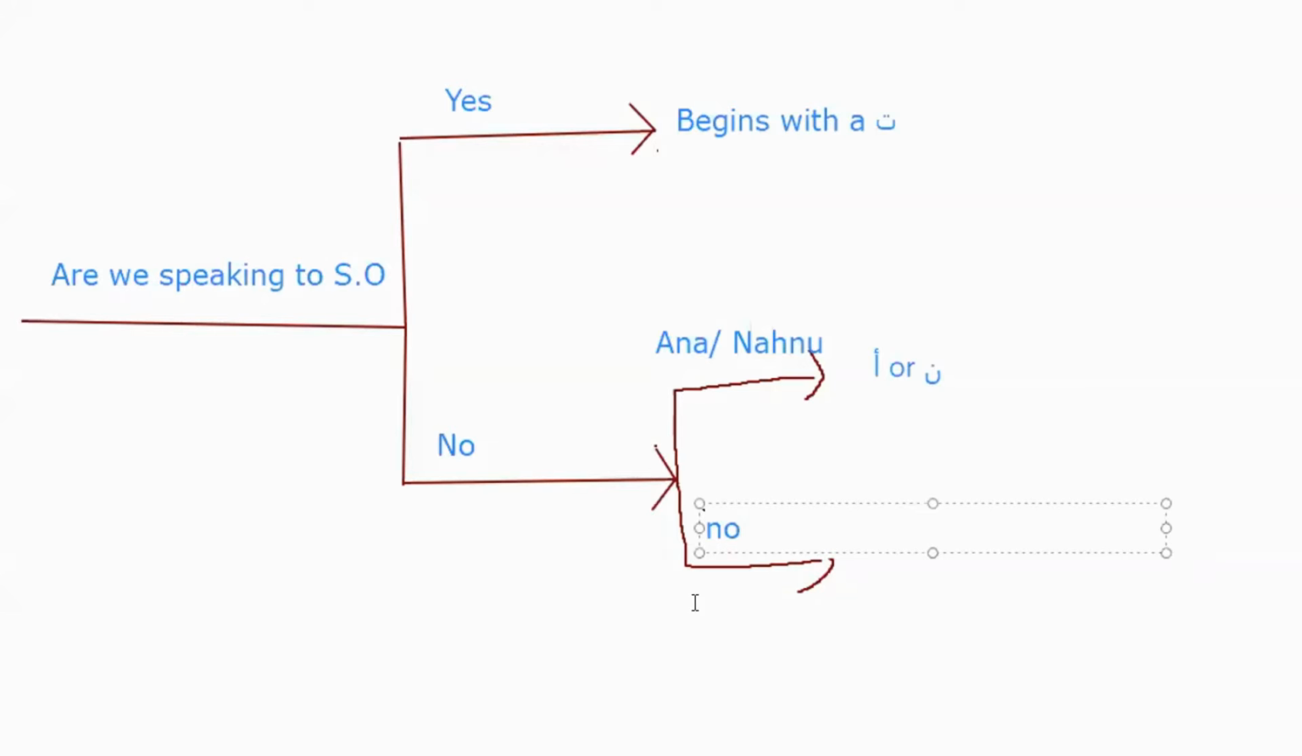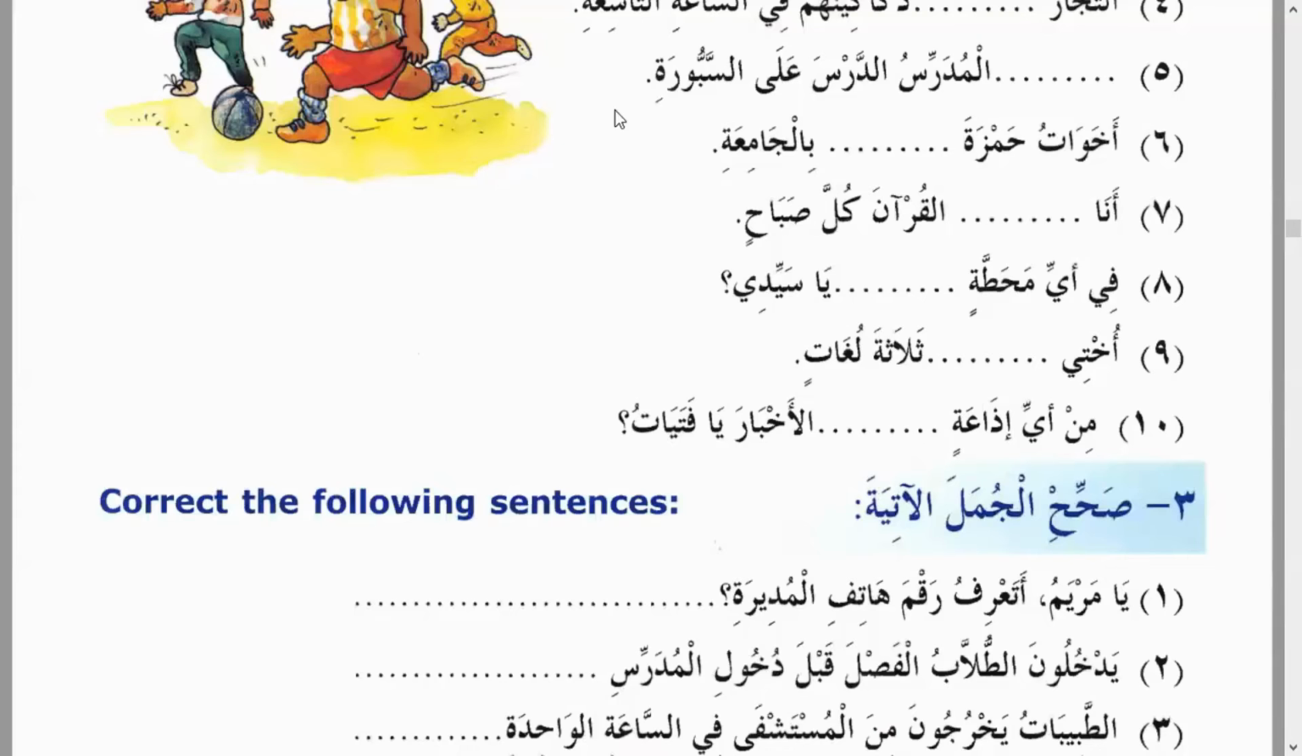If it is not ana or nahnu, then again it divides into two. It is masculine or feminine. And then it goes on. You have to eliminate so many things. I hope we are getting clear, inshallah. Then is it masculine, feminine, then is it singular, plural, and so on and so on. Inshallah it should help us, a little bit maybe. It's becoming a long thing.